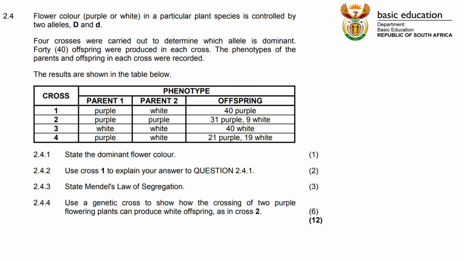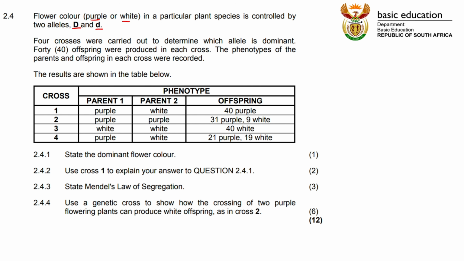Now, 2.4 says the flower color, purple or white, we've got two possibilities for flower color. It's either purple or it's white, in a particular plant species, controlled by two alleles, capital letter D and small letter d.